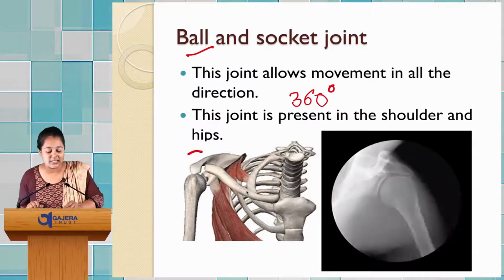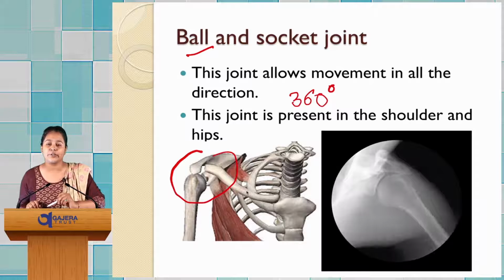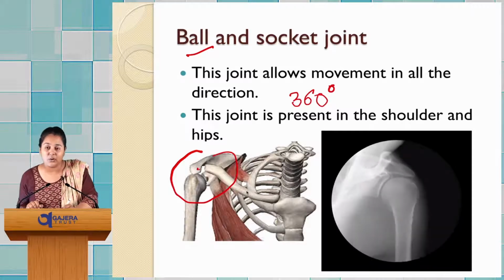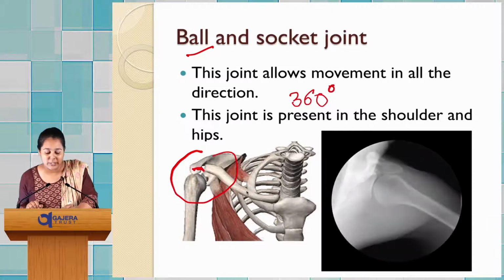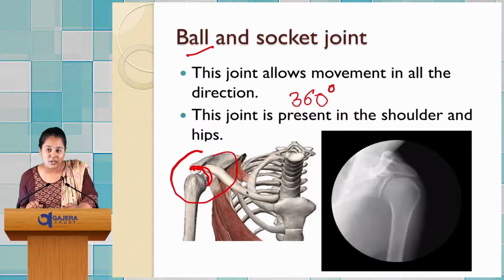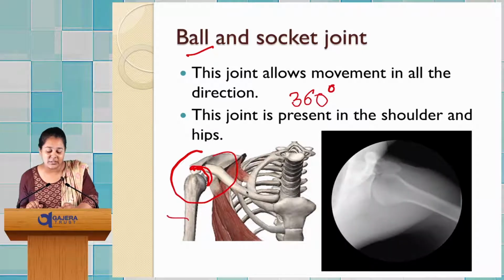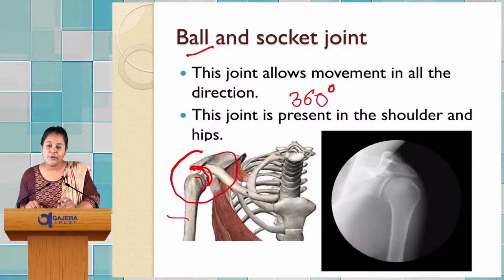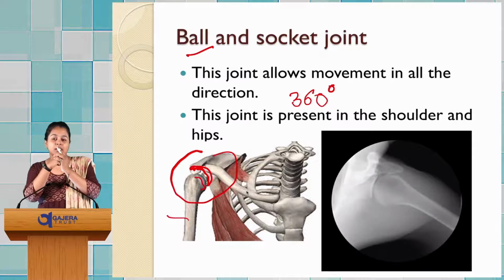Now over here this is an example of your shoulder joint. We can see that this bone over here, our shoulder blade, is making a pocket or a socket over here, and our humerus has a ball shaped structure which is fitting perfectly inside of the socket.